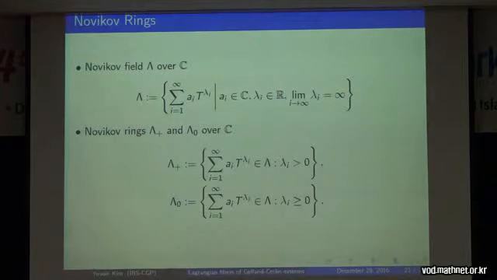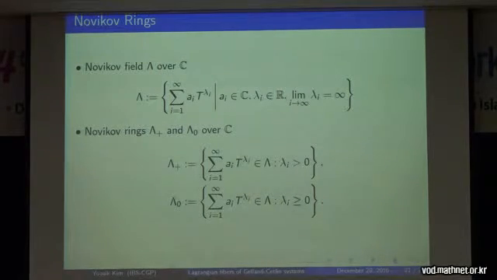Okay, so I have 10 minutes. So let's give the idea of the proof. To explain the proof, I have to explain a little bit of the Floer theory. So let's do that. Let me try to do that.